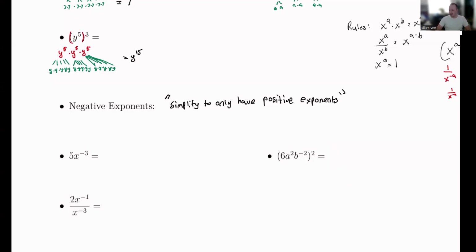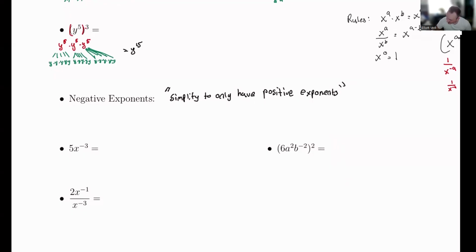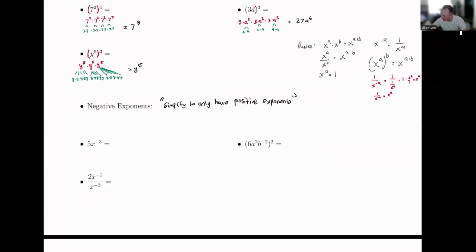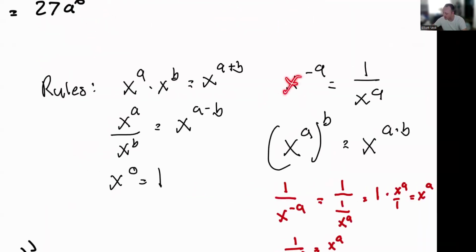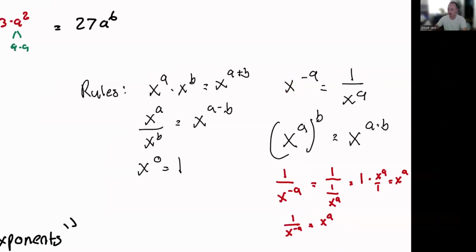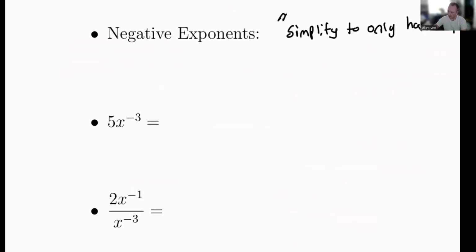So when I see 5 times x to the negative 3, what is x to the negative 3? That is moving it to the denominator. That's the rule that I have here. Whenever I have x to a negative power, I can move it to a denominator, flip it as a reciprocal. So this becomes 5 times, there's a times here, 1 over x cubed. That's the same thing as 5 over x cubed.